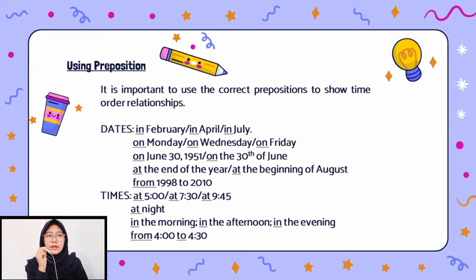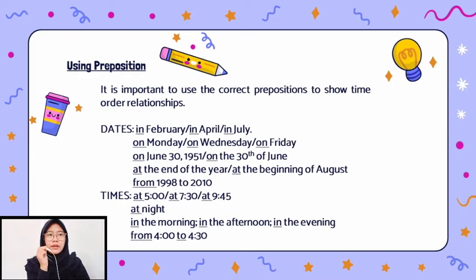On June 30, 1951, on the 30th of June, you can use on. At the end of the year, you can use at the end of the year, at the beginning of August. You can use from 1998 to 2010. And for time, you can use the prepositions at, in, and from.